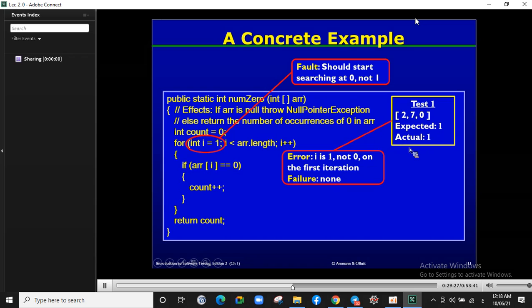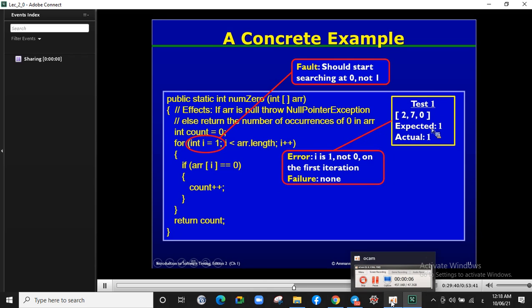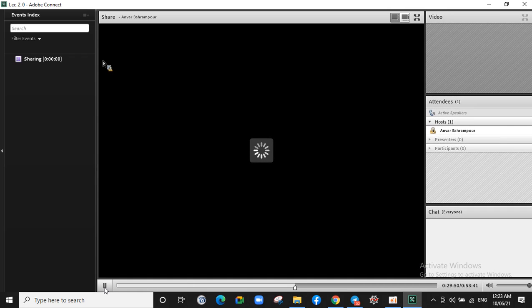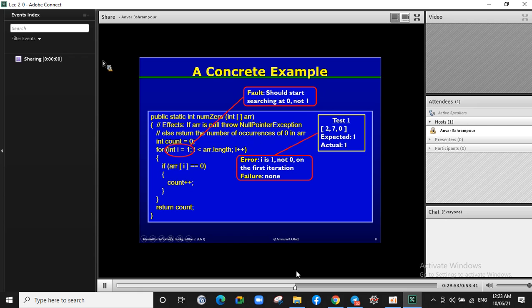So in this case, we don't see a failure in execution of this method, because the actual result and the expected result are the same. But what about error? Did we experience an error state in execution? Yes.